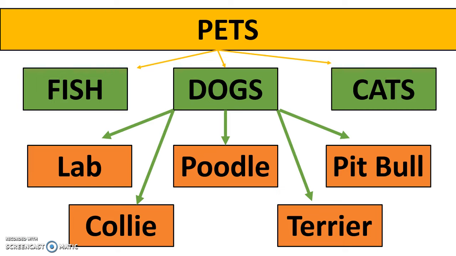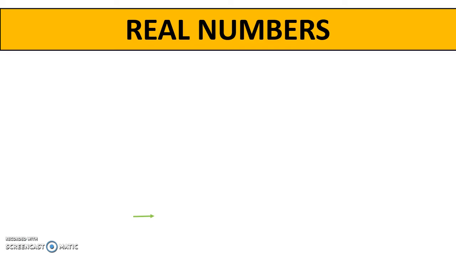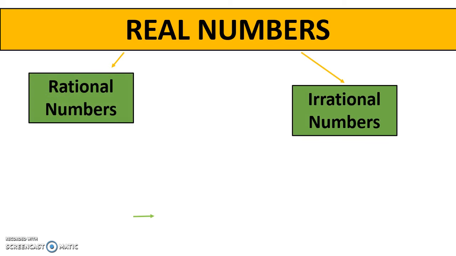Instead of thinking about pets, we're going to think about the real numbers. This is our big, broad category. And as we break it down, we're going to start by splitting it into two groups. We're going to say rational numbers and irrational numbers. So these are like our dogs and our cats.